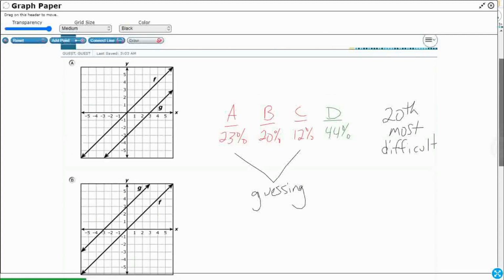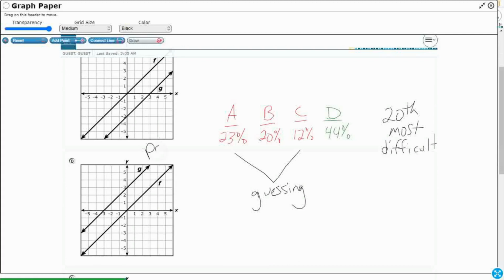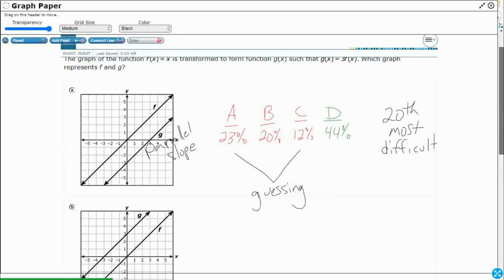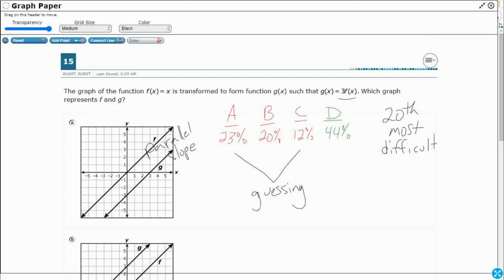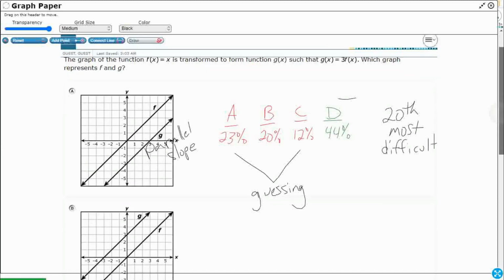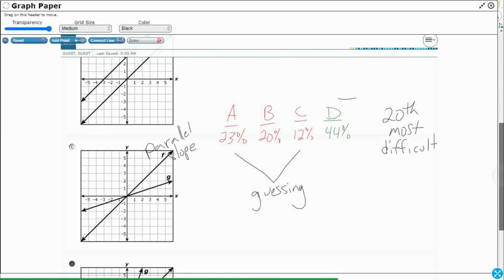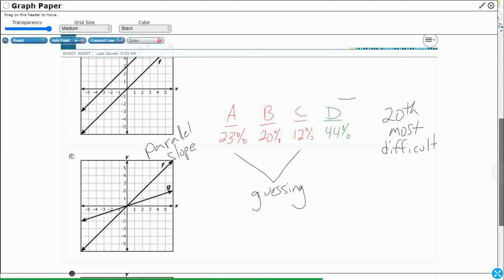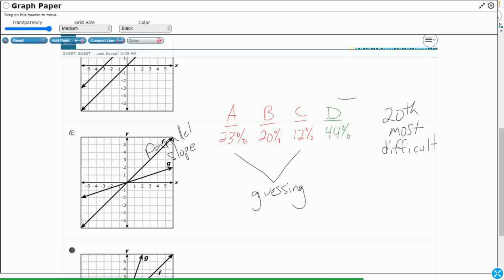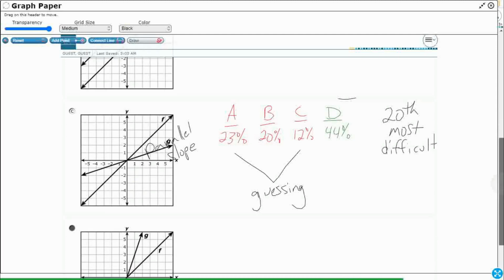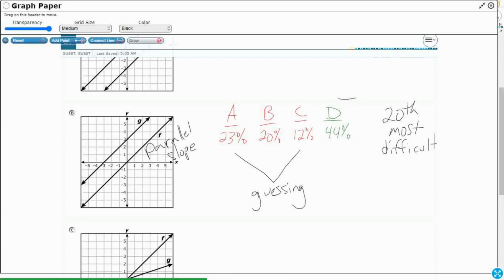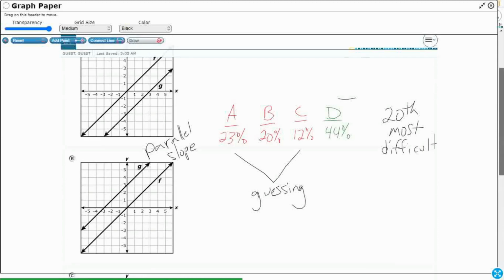A and B are both parallel, so maybe they're thinking, okay, I remember we need parallel slopes, so you need an equal slope, just a different y-intercept. But obviously that's not a parallel slope. So they knew something was happening with that slope. They just misidentified it as a parallel slope. And honestly, C would be one that would be a little bit closer to the correct answer. It was 1/3 of the slope rather than 3 times the slope, but at least it's dealing with a graph transformation rather than a parallel line. So 20th most difficult, it's just a graph transformation.